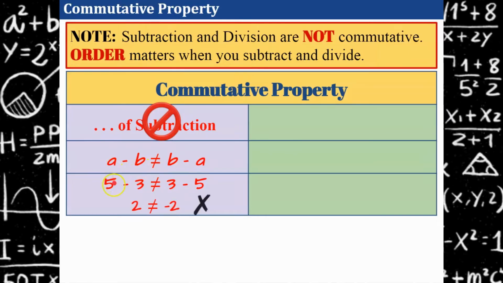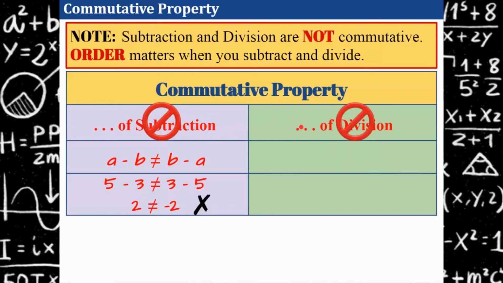Remember, if you can disprove something once with one set of numbers, then it's false. So if I let A be 5 and B be 3, 5 subtract 3 is 2, and then we have to say 3 subtract 5 because we're saying that order would not matter. 3 subtract 5, 3 add negative 5, is negative 2. 2 is not equivalent to negative 2 and therefore disproves the commutative property of subtraction. So again, the commutative property is not true for subtraction. Order matters when you subtract.